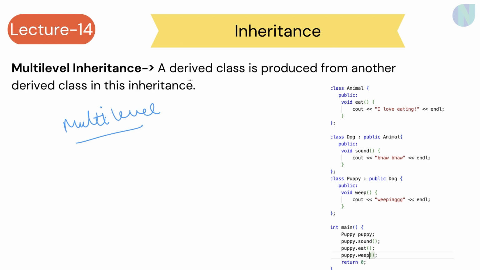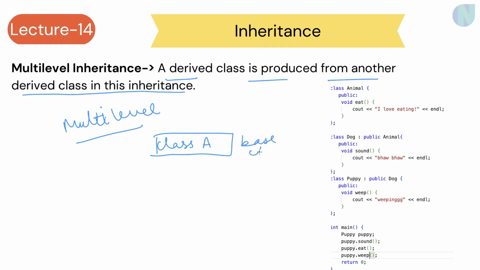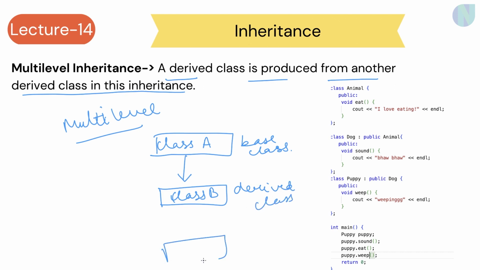As you can see from the definition, a derived class is produced from another derived class in this inheritance. Let's know about this from an example. Consider there is a class called A. For now, this is a base class. Now there is a class B which is inheriting properties from class A. So for now, it is a derived class. Now what if there is a class C which is deriving its property from class B?